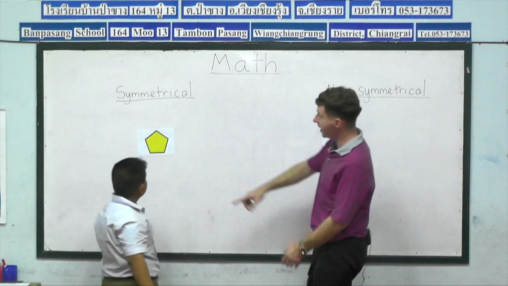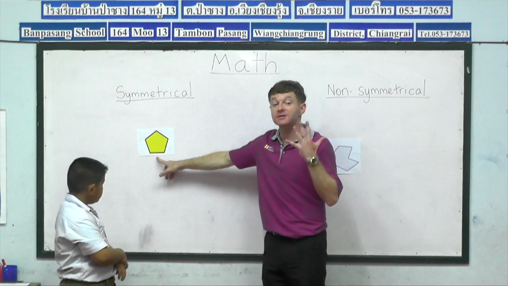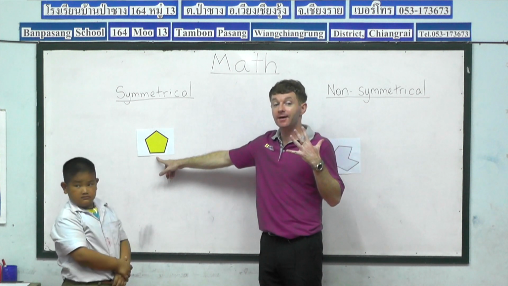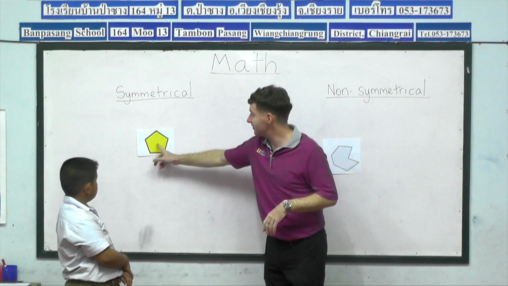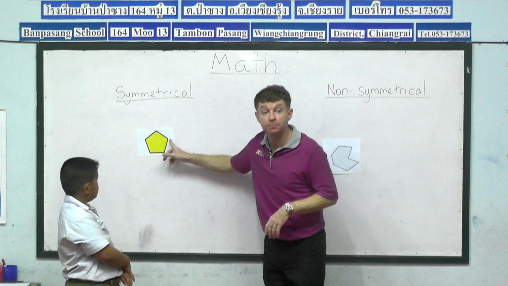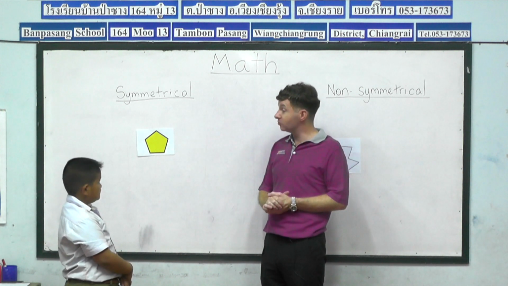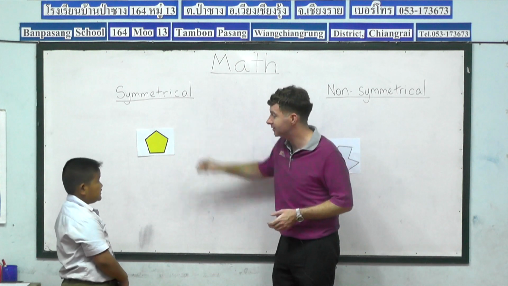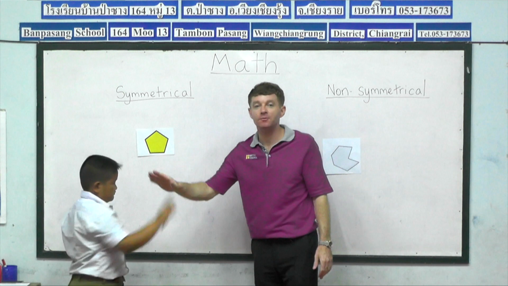Yes, that's correct. Because if we draw a line down the center, 5 sides, what's our shape called? Pentagon. A line down the center will look the same on both sides. So, symmetrical. Can you say symmetrical? Excellent, Net. High five. Big round of applause for Net.